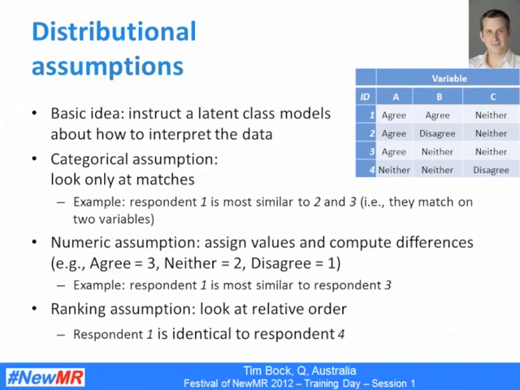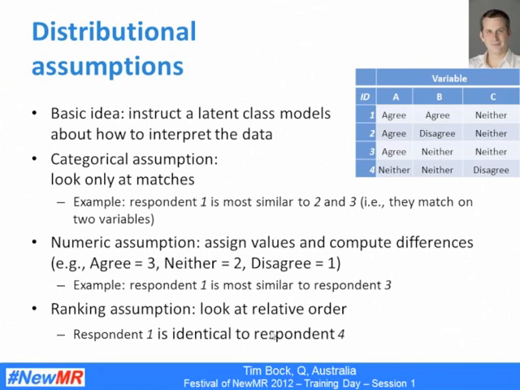An alternative assumption is to treat the data as numeric, assigning values to each of the categories and computing differences. For example, we may assign a 3 to agree, a 2 to neither, and a 1 to disagree. If we do this, we find that respondents 1 and 2 have, sorry, a difference of 2 between them, because they differ by 2 scale points on attribute B and nothing on A or C. Whereas respondent number 3 differs on only 1 scale point from respondent number 1, which is they differ on attribute B, and consequently they're more similar to respondent 1.